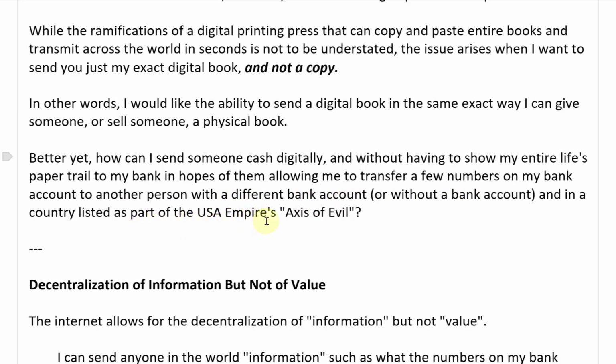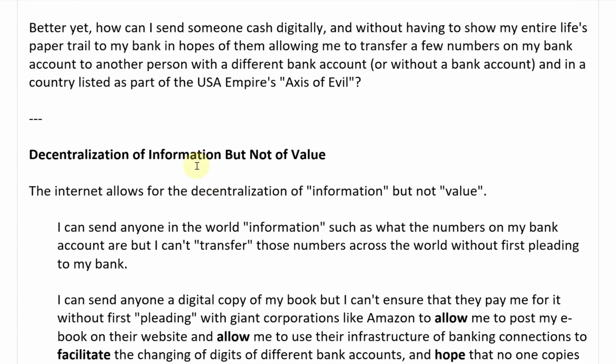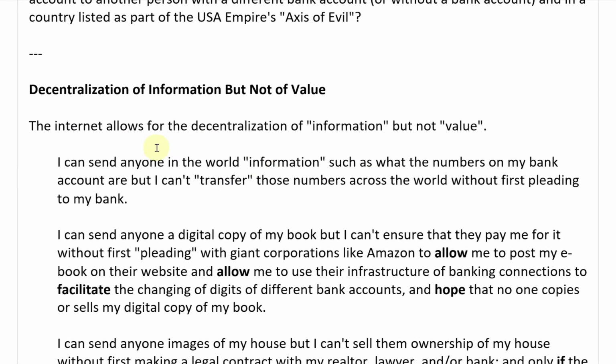Empire's "axis of evil"? What if I just want to send someone cash that just happens to be in the Middle East or something? So yes, these are very interesting questions. So let's go further: decentralization of information, but not of value. The internet allows for the decentralization of "information", but not "value".